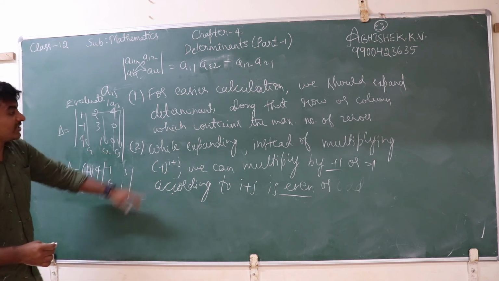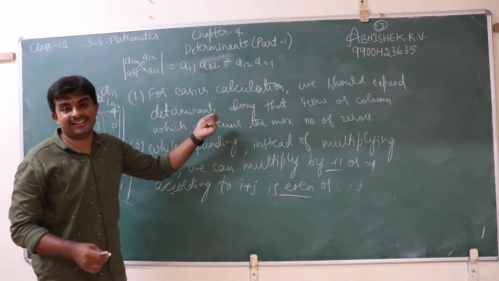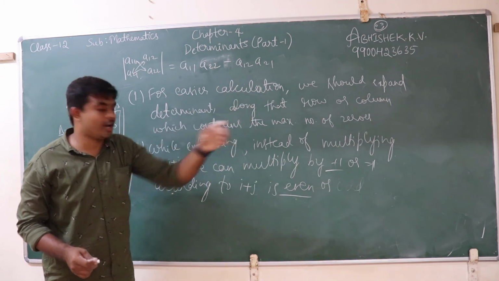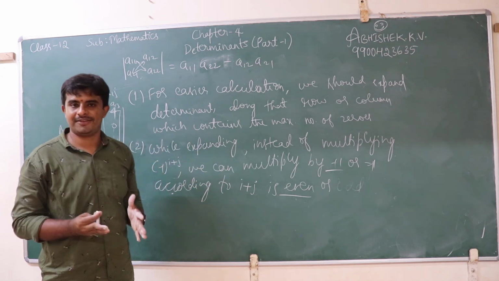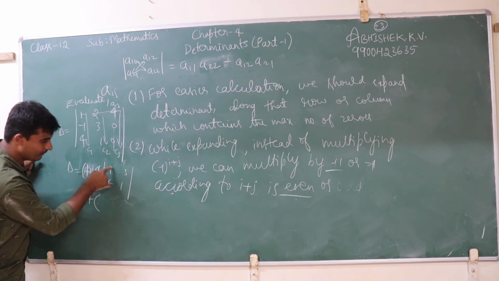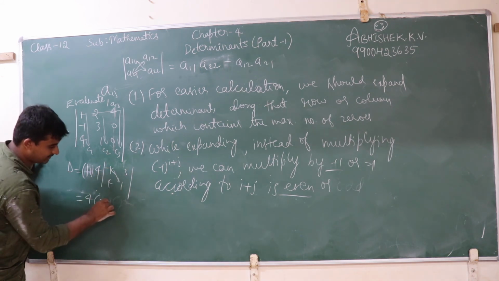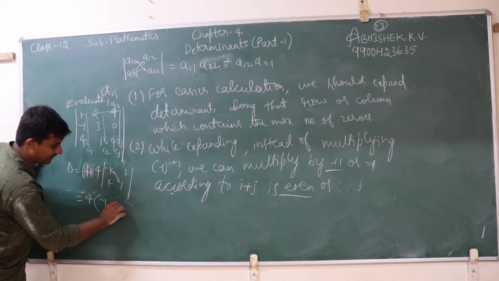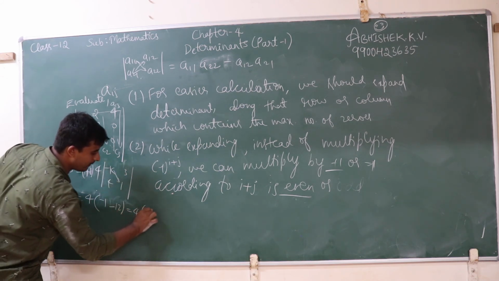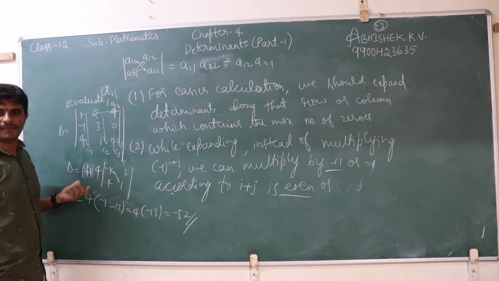That's why the first note says expand the determinant along that row or column which contains the maximum number of zeros. Is it clear? Therefore this is equal to 4 into the 2 cross 2 matrix: product of diagonal elements minus product of anti-diagonal elements. This is equal to 4 into minus 13, which is minus 52. This is for 1 mark.